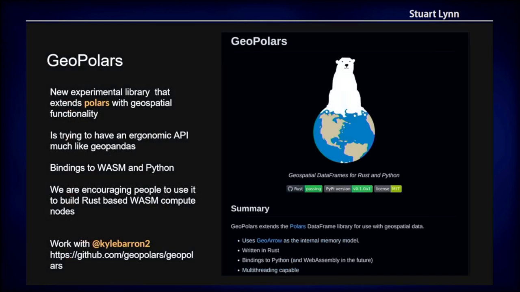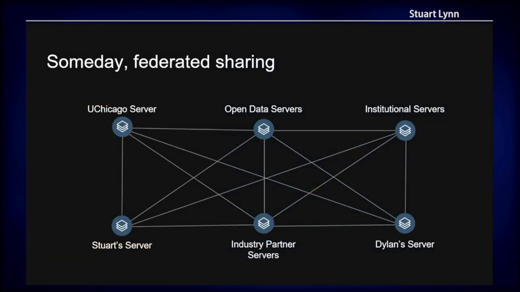We're trying to make this really easy as well, so we're trying to build some simpler libraries in Rust to make it easier to work with this data and produce these algorithms. So Kyle, who's over here taking a photo, and myself have been working on this proof of concept of geopolars, which is a Rust-based library for doing geospatial manipulation, kind of like geopandas, but geopolars, and that's really helping drive these kinds of analyses within WebAssembly and Rust. I'll skip over this just now.